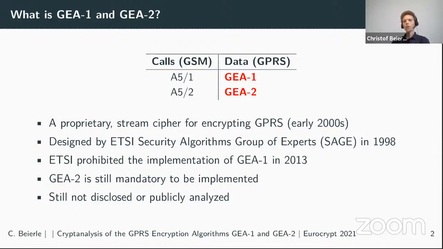There were some reports on the insecurity of GEA1. So ETSI already prohibited the implementation of GEA1 in 2013, while GEA2 is still mandatory to be implemented today. But still, both algorithms are not yet disclosed or publicly analyzed.